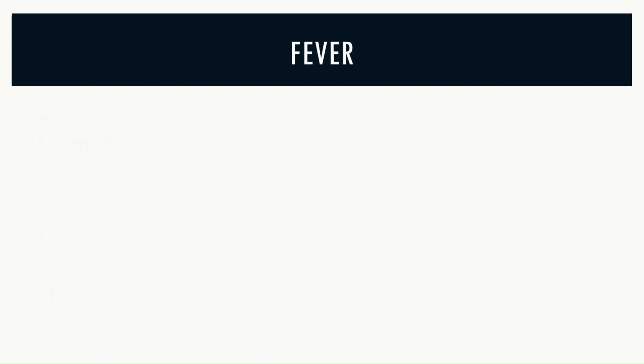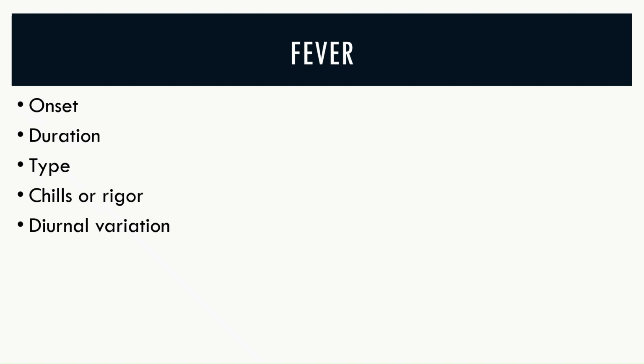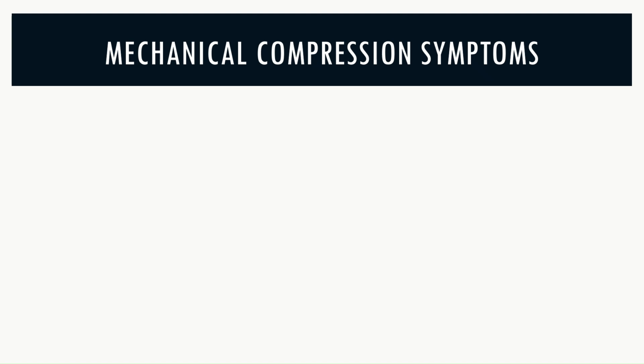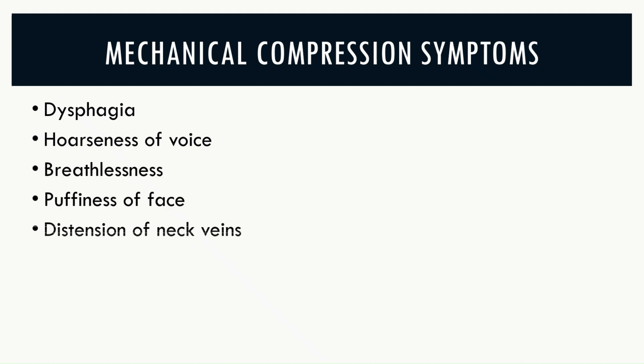Fever. History of fever includes onset, duration, type of fever, chills or rigor, diurnal variation, night sweats, anorexia, and weight loss. Evening rise of temperature with night sweats and weight loss strongly suggests tuberculosis. Mechanical compression symptoms. Symptoms suggestive of mechanical compression include dysphagia, hoarseness of voice, breathlessness, puffness of face, distension of neck veins, and hemoptysis. These features may suggest mechanical compression due to tumors or enlarged lymph nodes.